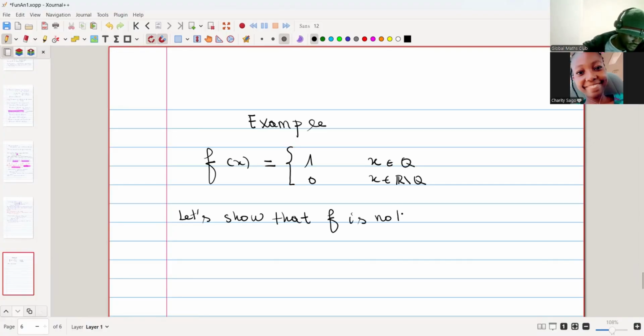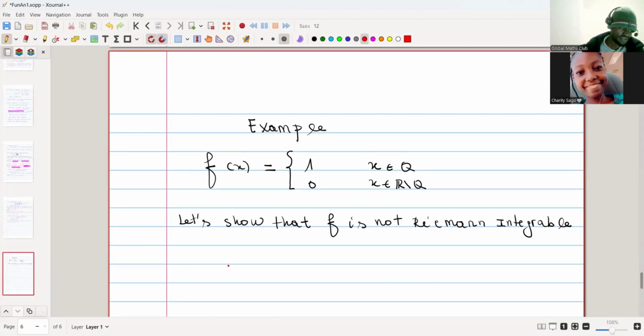F is not Riemann integrable. Now, I hope that you have seen the concept of a Riemann integral function, and that your professor defined something like the lower double sum and the upper double sums. I don't know if you got something like that. So I'm going to give a definition of what we mean by Riemann integrable.